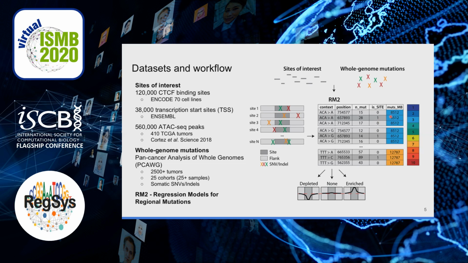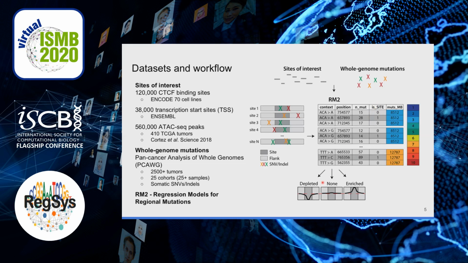Additionally, RM2 incorporates a megabase mutation rate estimate based on an adjustable number of bins. By default, and shown here, this was set to 10. So in these cases, the 8,500 mutation falls into bin 3, whereas the 12,700 mutation falls into bin 7. The rationale is that by including mutation context as well as megabase mutation rate bins, this allows us to account for base pair and megabase scale variation while isolating these site-level effects that we're interested in.